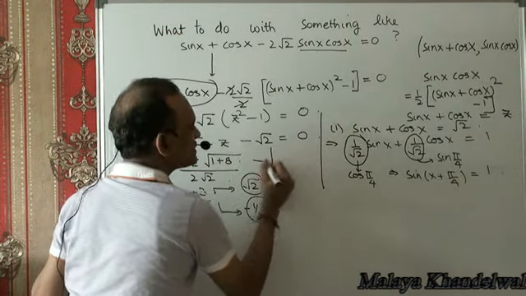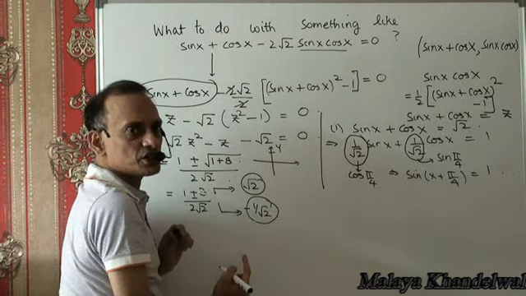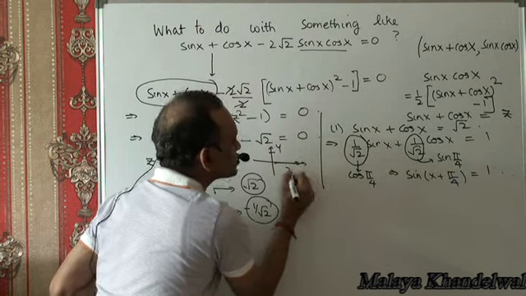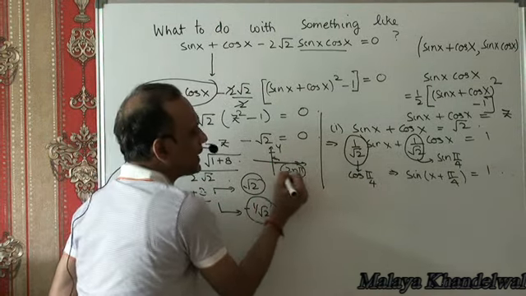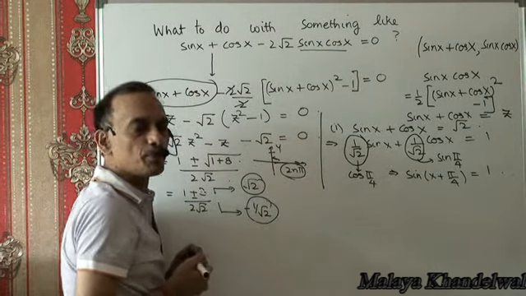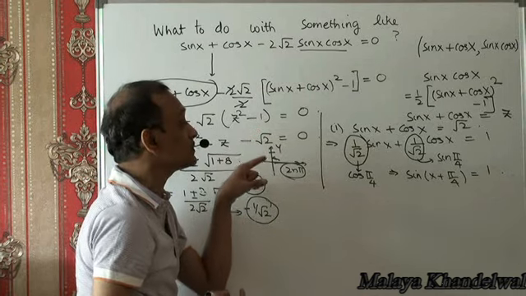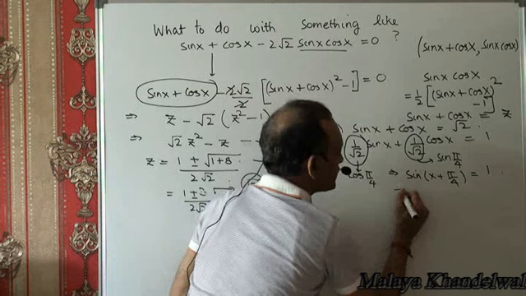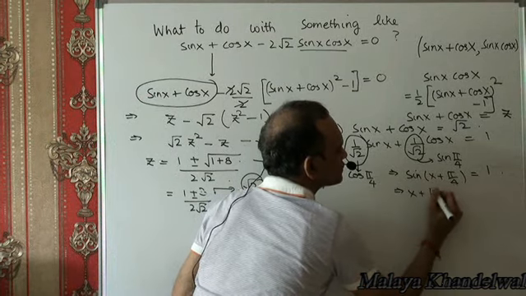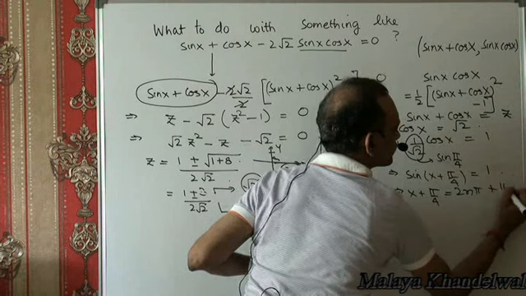When I say sin theta is 1, then the rotating line must coincide with the positive direction of the y-axis. Now this line is 2n pi. So every time I add pi by 2 to 2n pi, the rotating line will coincide with the positive direction of the y-axis. And every time it coincides with the positive direction of the y-axis, sin theta would be 1. So sin theta equal to 1 would be theta equal to 2n pi plus pi by 2.